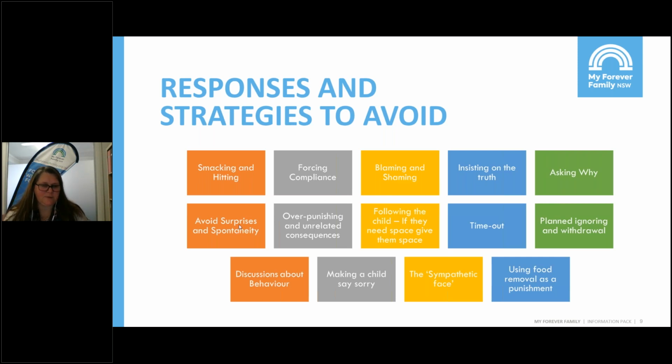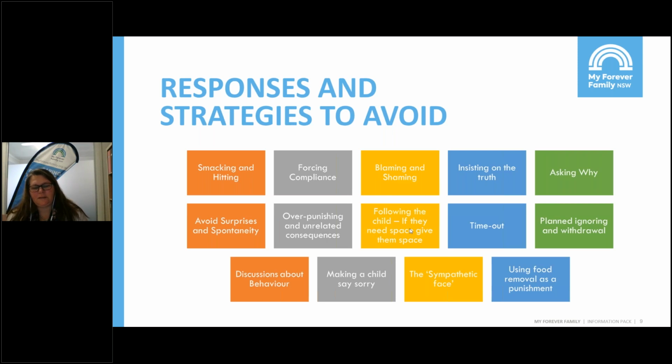We want to avoid surprises and spontaneity. Anybody that has a trauma history will know that they don't like surprise parties, and they don't like things unannounced. They like things structured. So even though we think it might be a nice thing, we want to avoid any kind of surprises or spontaneity. It might seem pretty dull, but a surprise to us might actually equate to fear for the child. They need to be planned, predicted, or they need to know what's coming. Then over-punishing and unrelated consequences: things need to be dealt with in situ, in the time. If we're concentrating on this, we're taking away from what the child needs in that time.